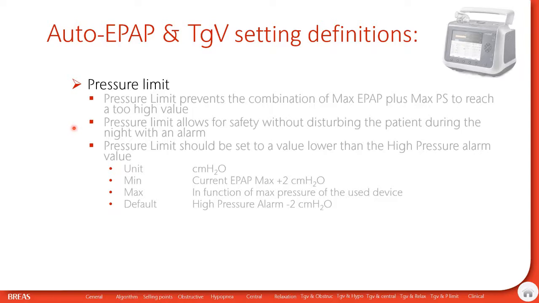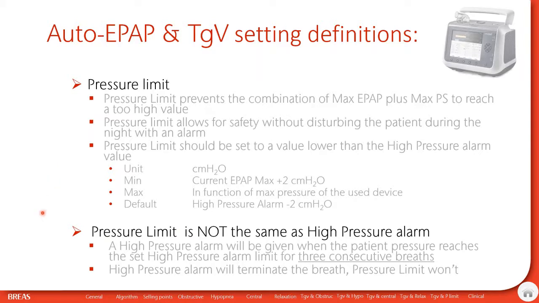which is different compared to a high pressure alarm, where first of all, there will be an audible alarm after 3 consecutive breaths, but also, as you know, the high pressure alarm will terminate the breath and switch immediately from inspiration to expiration. The pressure limit will keep the inspiratory pressure at the pressure limit value and allow for continuing of inspiration. So as said, the pressure limit is not the same as a high pressure alarm.